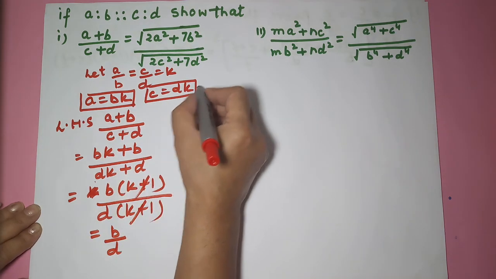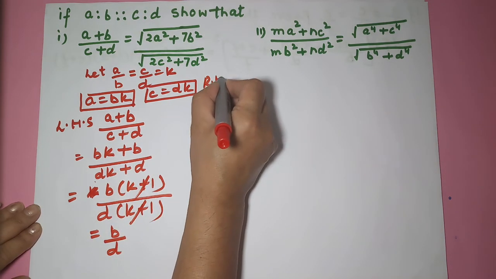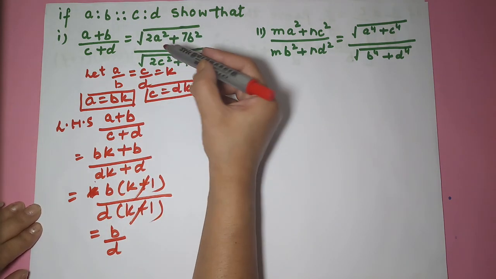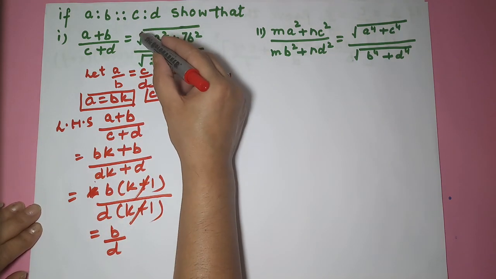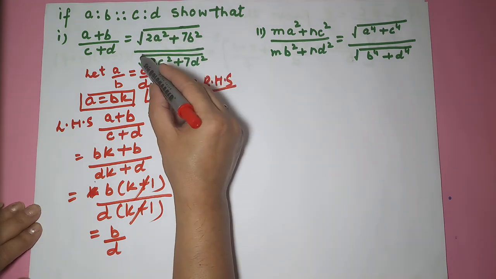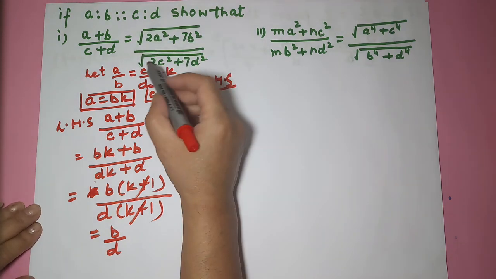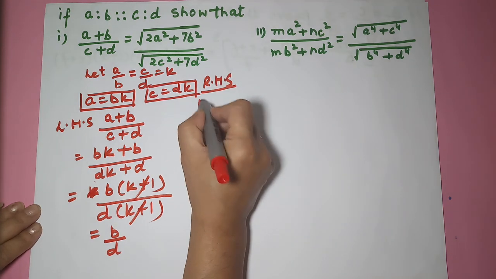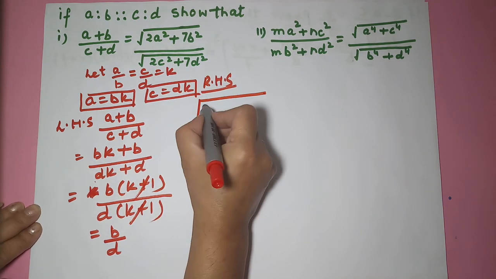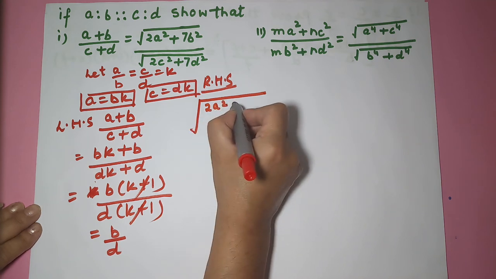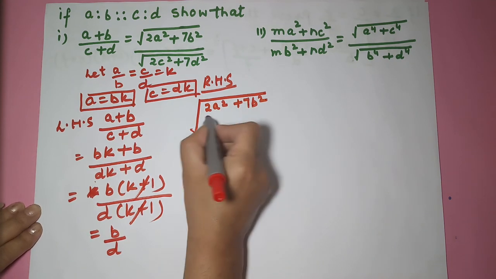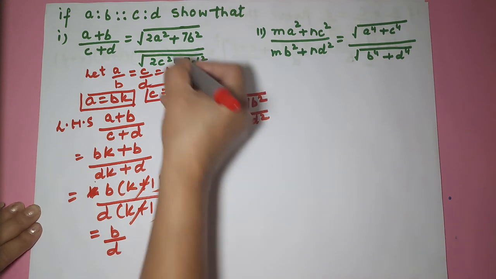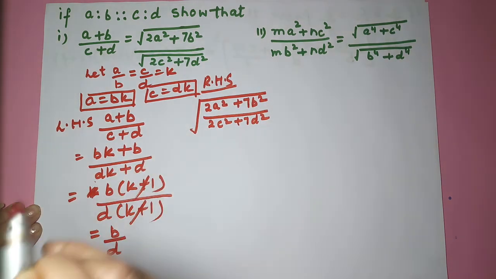Let me check what will I get in the right hand side. This seems to be complicated, but actually it is not. See, if you have under root sign in the numerator also and under root sign in the denominator also, it is covering the entire thing. How you can write is, you can put it under the same roof like this. So it is 2a square plus 7b square upon 2c square plus 7d square. So you can write this expression like this also.